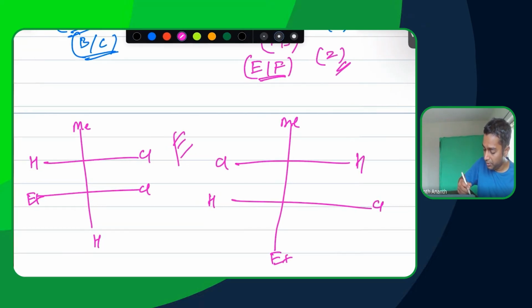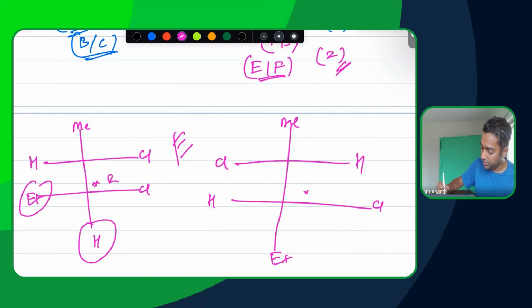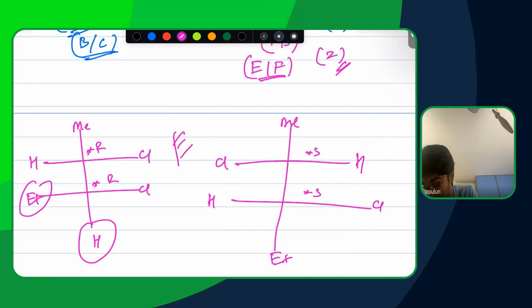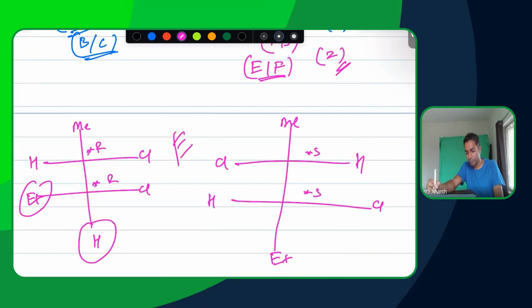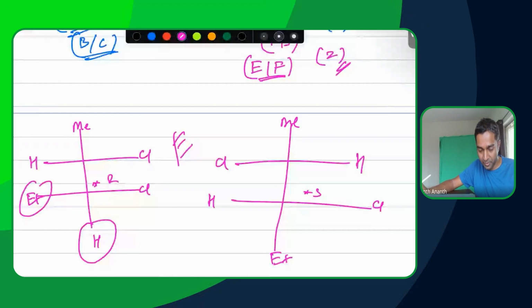Which two have been swapped? These two have been swapped. So you're having a mirror here also. If this was R, this will become S. I don't know whether it's R or S, I don't care. So yes, option C is mirror images.